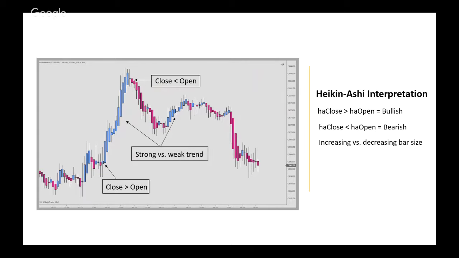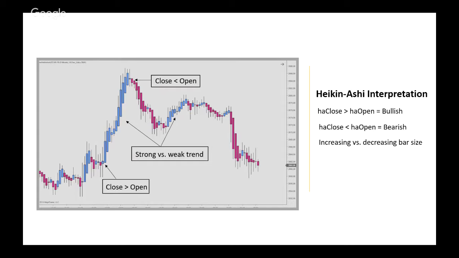And if the bodies decrease in size, we should anticipate a weaker trend, so much smaller bodies here than what we saw over here. And a period of consolidation will generally see several small bodies with both long upper and lower shadows, and a very small body with tall shadows may be a warning that the trend is about to change.